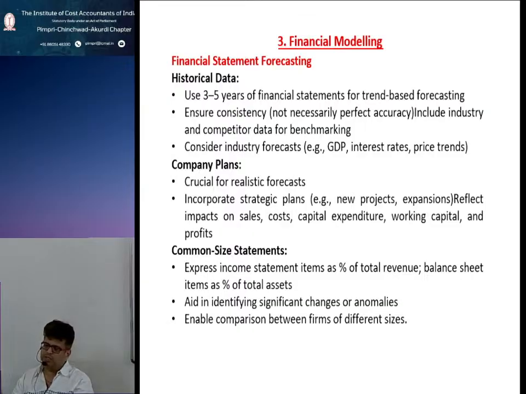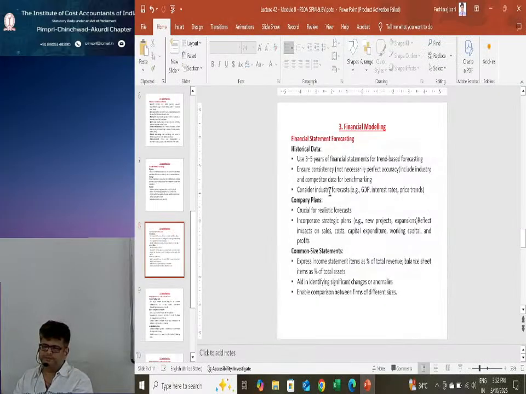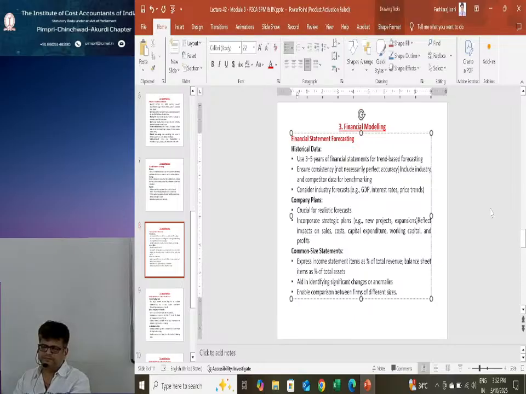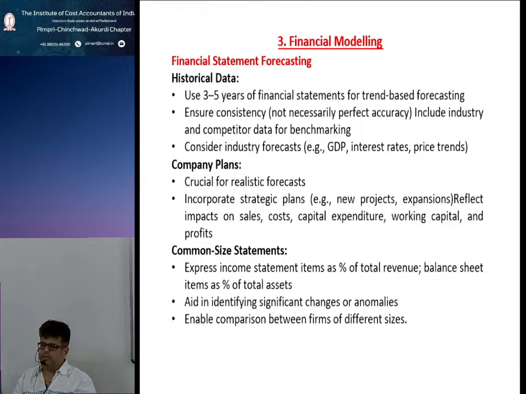Ensure consistency, not necessarily perfect accuracy. Include industry and competitor data also, for benchmarking, because merely doing a forecast of your standalone company or organization might be misleading at times. There has to be some kind of industry and competitor data also to be factored in, to create a benchmark while creating financial forecasts.